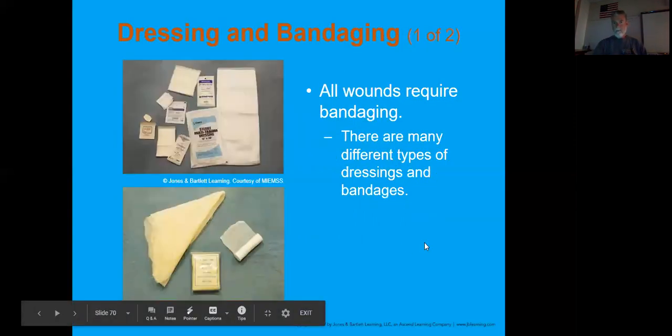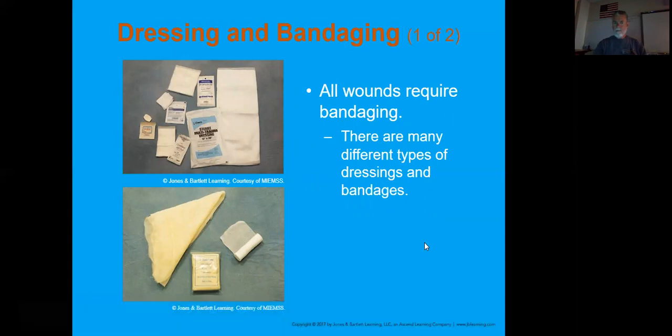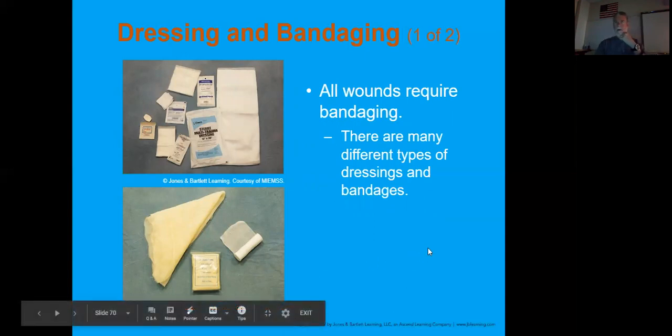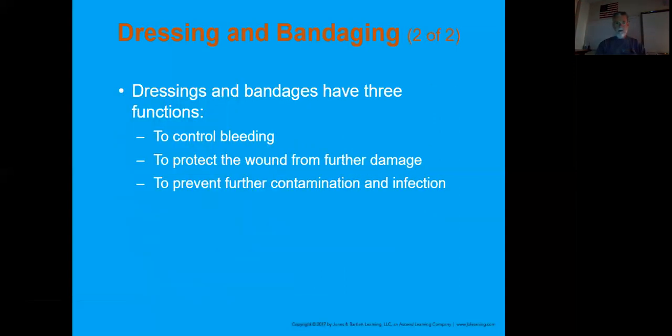The bandaging, and these are some of the things that I'm pretty sure you were practicing, be it the sling and swathe. We're looking at the sterile pads and how we actually do the dressings on the patient. What do we use these things for? Well, we control the bleeding, protect the wound from further damage, and then prevent further contamination and infection, right? That's why we put these bandages on.